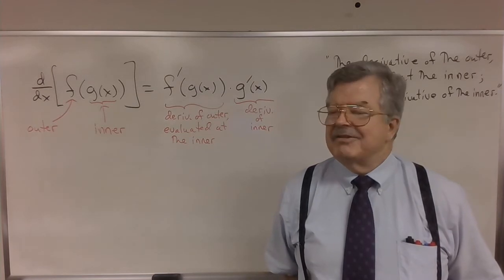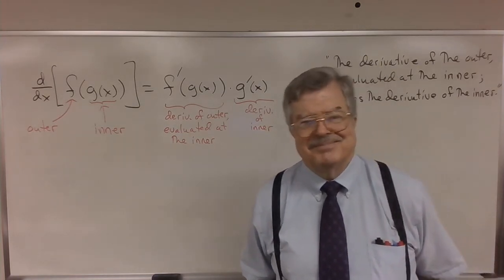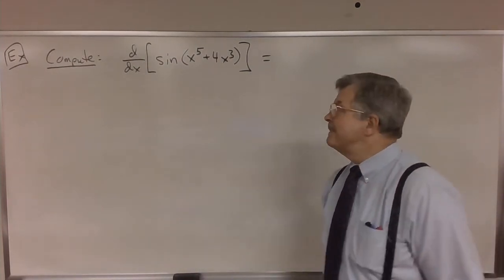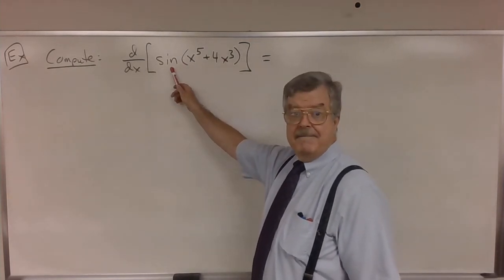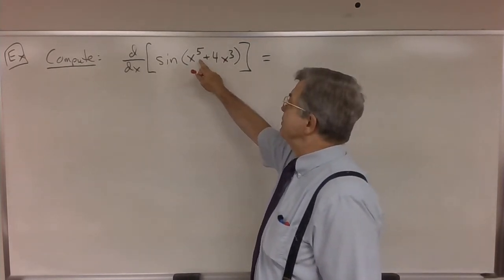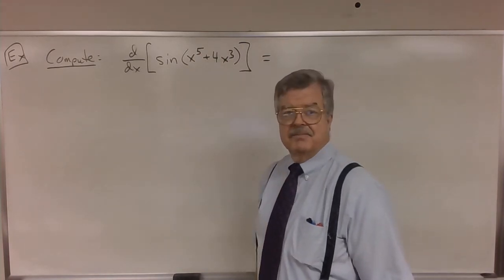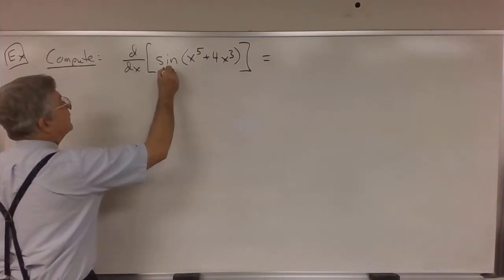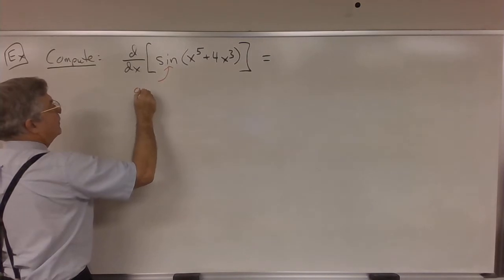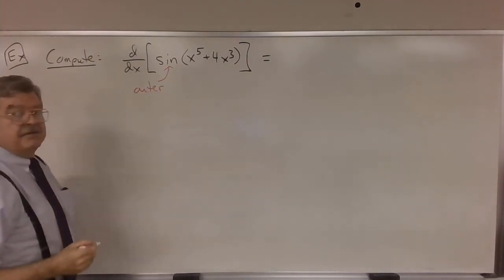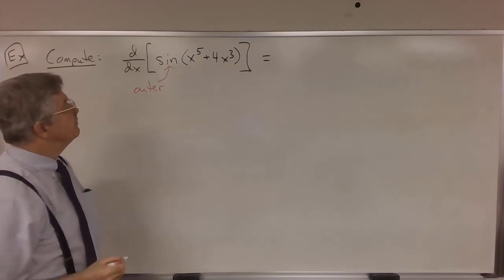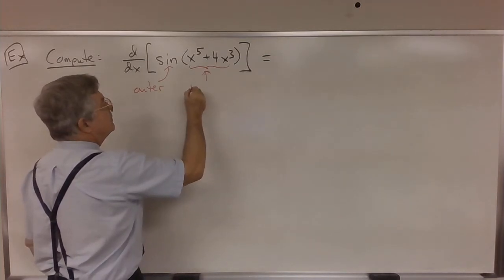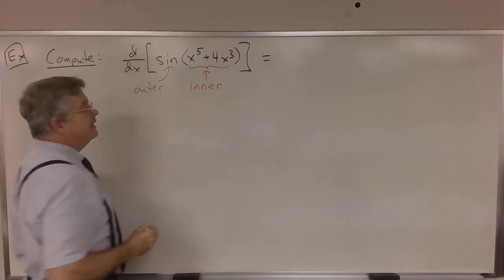Okay, I think it's about time we did an example. Our first example: compute the derivative of sine evaluated at x to the 5th plus 4x cubed. Now let's identify the main characters here. The sine is our outer function, and x to the 5th plus 4x cubed is our inner function.